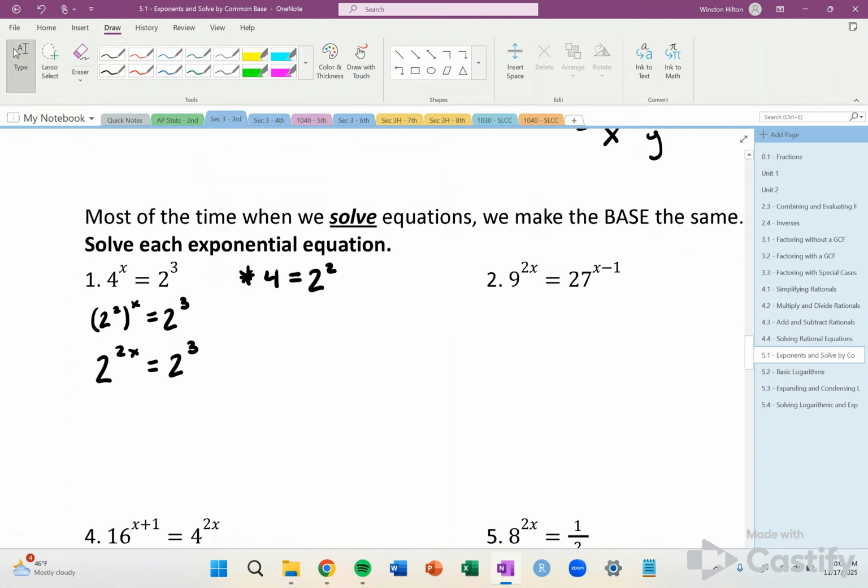Now, here an interesting thing happens. When the bases match up, we know the exponents have to equal as well. So we can just drop those bases and set up our equation. 2x equals 3. Solve for x by dividing by 2, and x has to equal 3 halves.